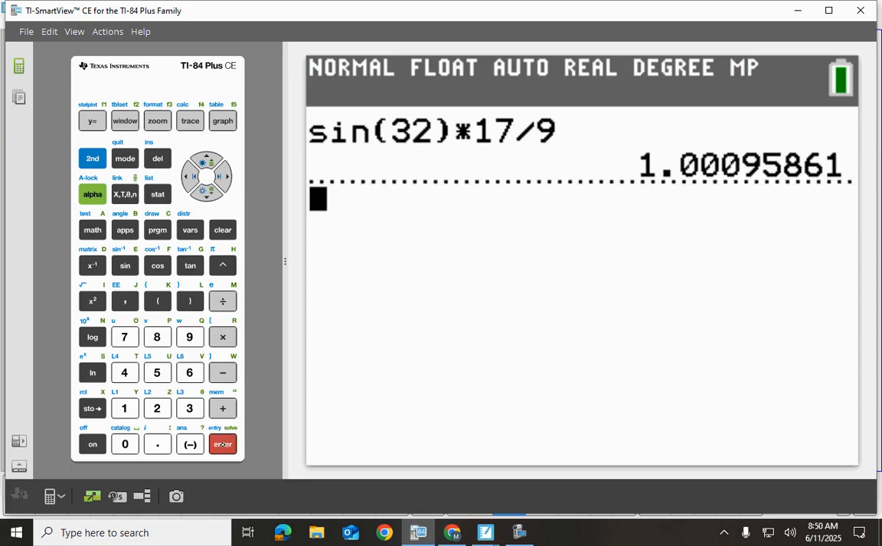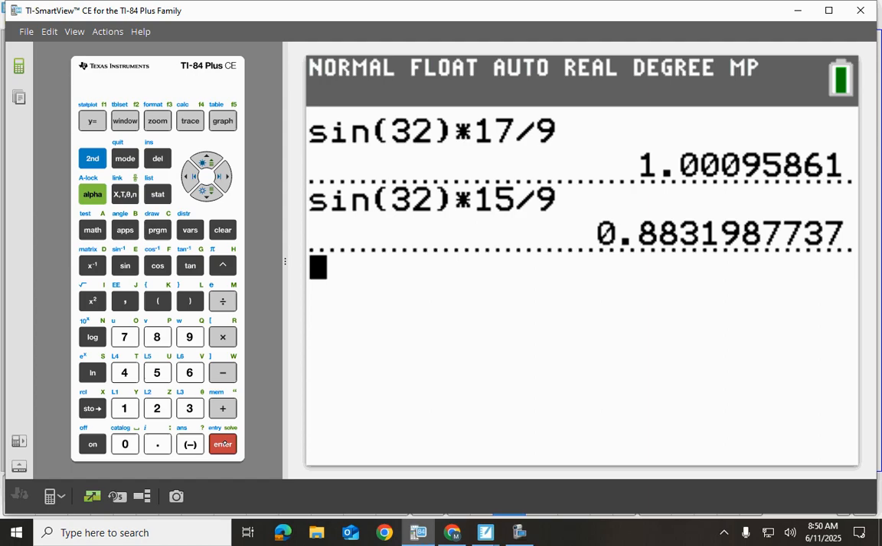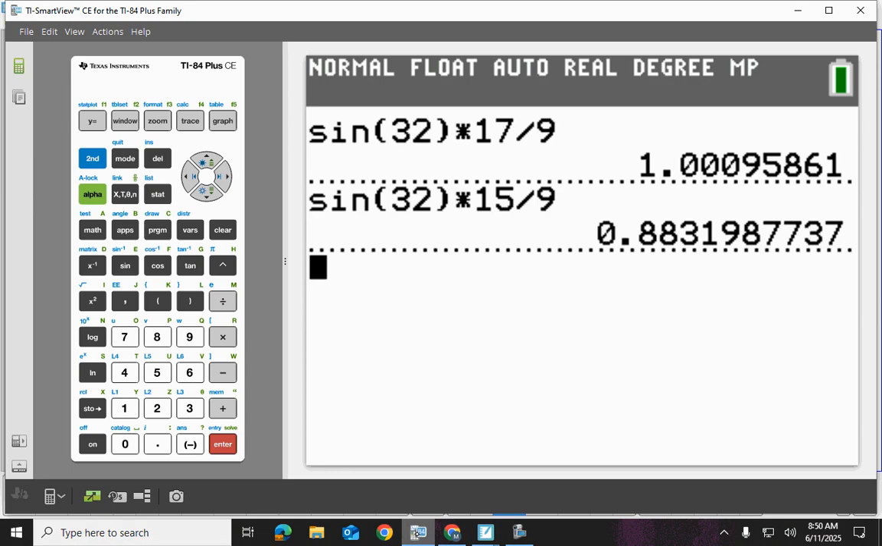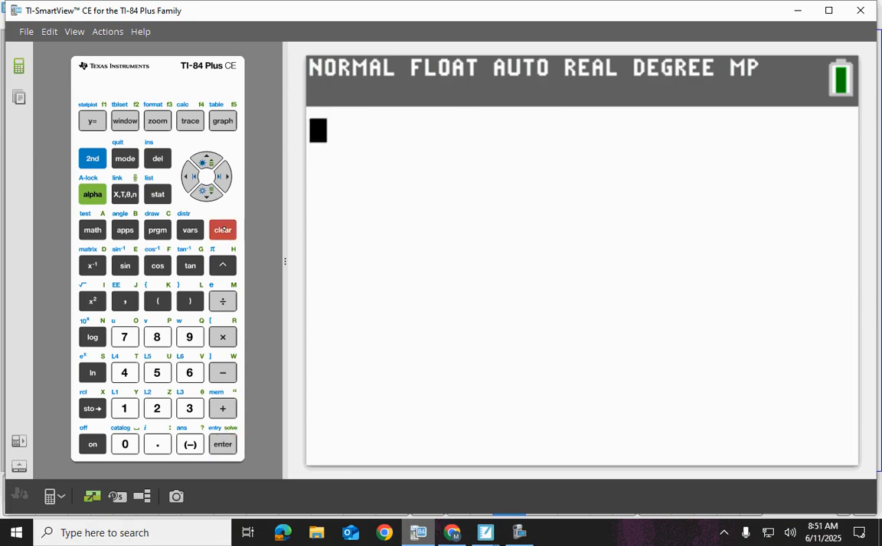Whoop. Oh, that's the problem. Okay, hold on. It doesn't work. There we go. Okay, we need to change it to 15. I apologize. I made that number up off the top of my head. Make it 15, please. So, sine 32 times 15, divide by 9.